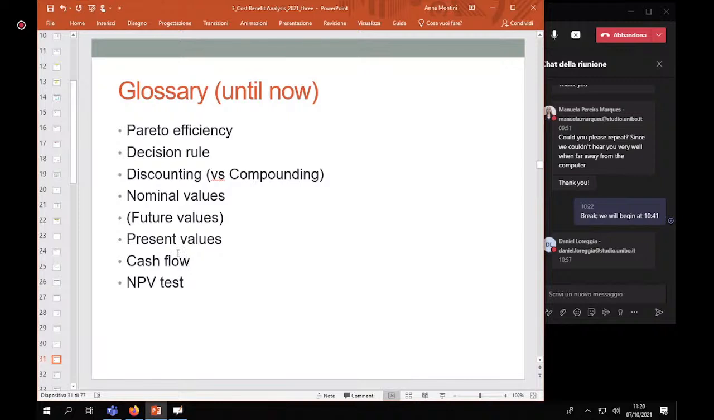And what is a cash flow? Cash flow is a sort of table with a list of years or time reference, benefit, cost, net benefit. Okay? And the net present value test corresponds to the sum to the present value of the net benefits that you have in your cash flow. Okay?